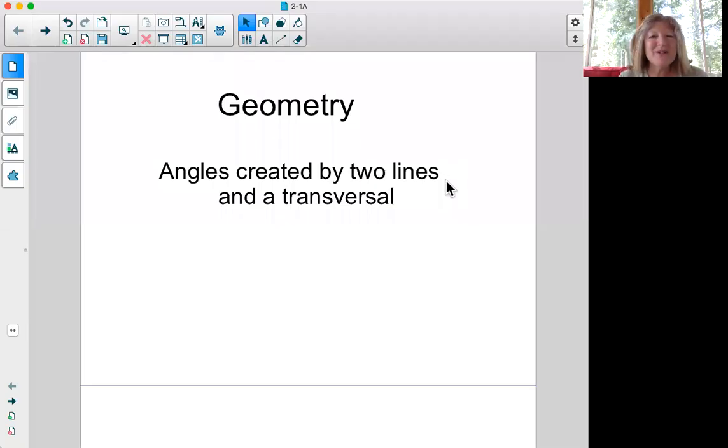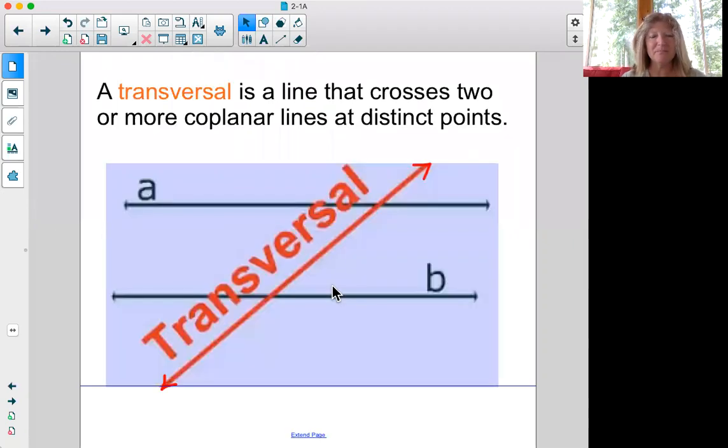Hello, geometry students. Today we're going to learn about special angle pairs that are formed when two lines are intersected by a transversal. And we're going to need to know who these partners are for postulates and theorems that are coming our way in this unit. So what is a transversal? A transversal is a line that crosses two or more coplanar lines at distinct points.